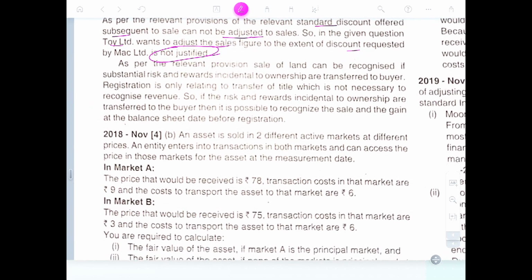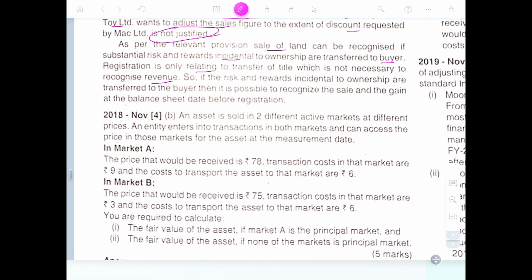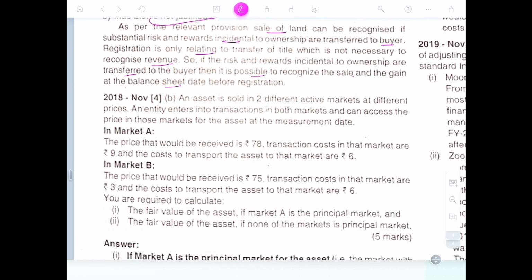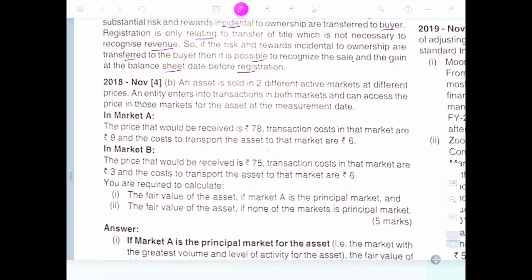As per the relevant provision, sale of land can be recognized if the substantial risks and rewards incidental to the ownership are transferred to the buyer. Only the formalities relating to transfer of title are not necessary to recognize the revenue. So, if the risks and rewards incidental to ownership are transferred to the buyer, then it is possible to recognize the sale and the gain on the balance sheet date before registration. Risk and reward on transfer or nothing.